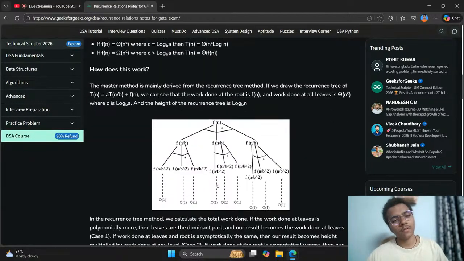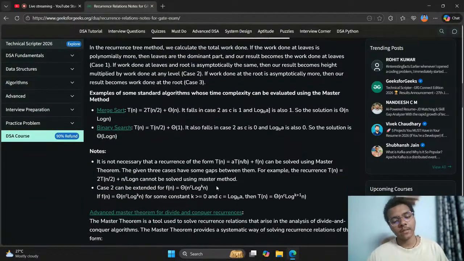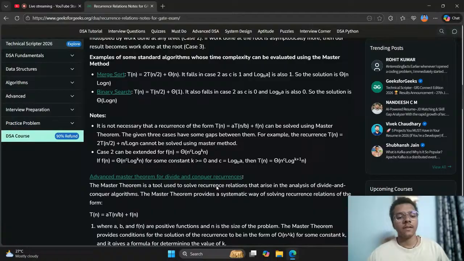Wow. You are already getting an intuition in the mind, but you cannot formalize it. That is it. Examples of some standard algorithms whose time complexity can be evaluated using the master method.